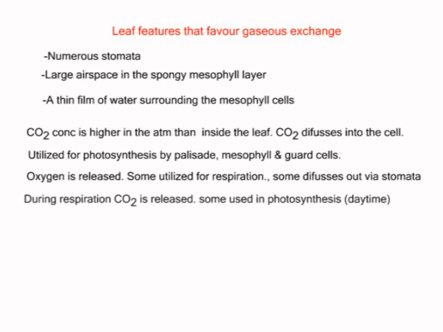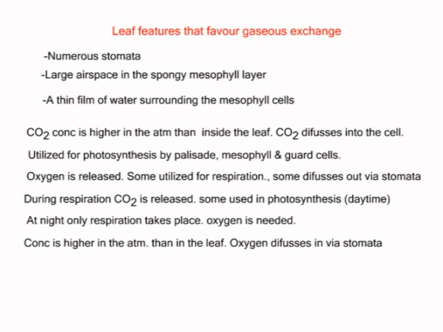During respiration, oxygen is used and carbon dioxide is released. Some of the carbon dioxide is used in photosynthesis during the day and some of it diffuses out. At night, only respiration takes place. Oxygen is needed. Oxygen is at a higher concentration in the atmosphere than in the leaf tissue. It thus diffuses into the leaf via the stomata.